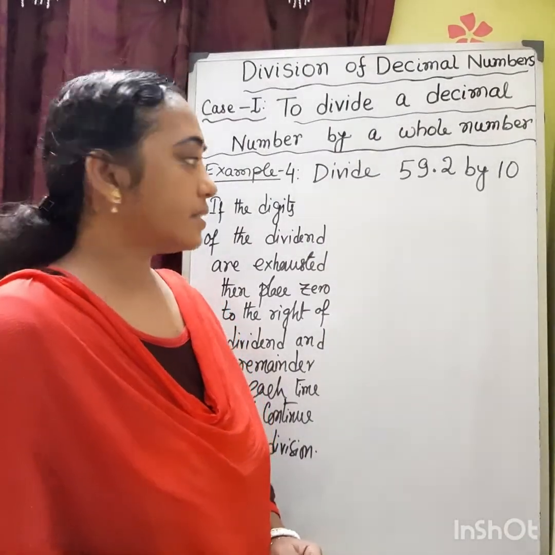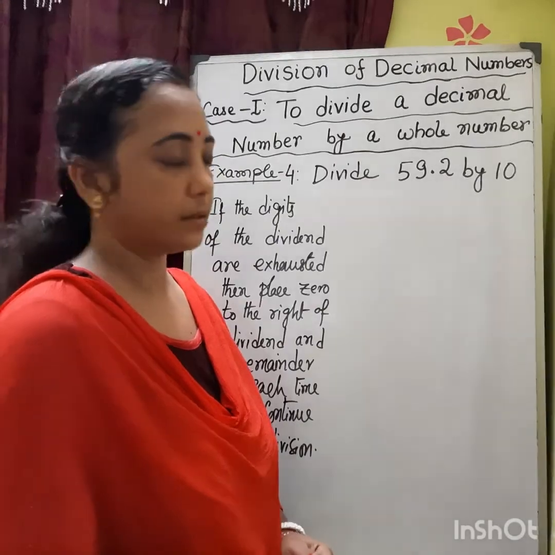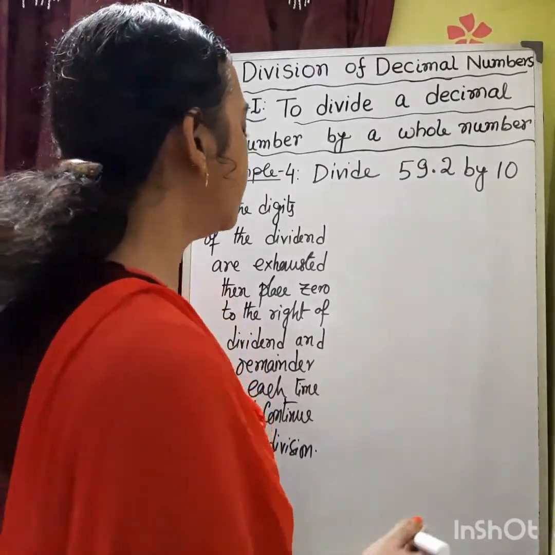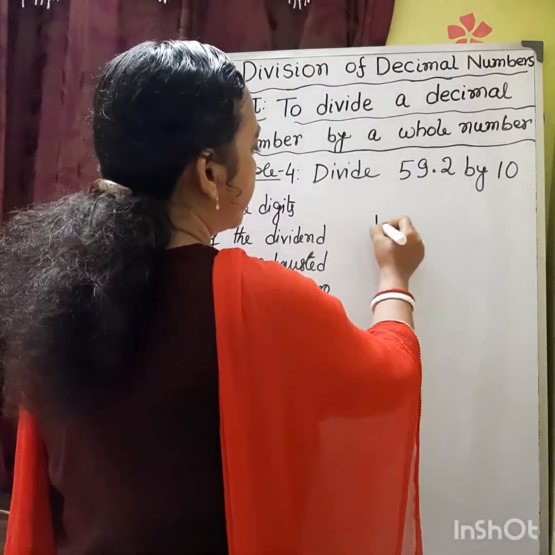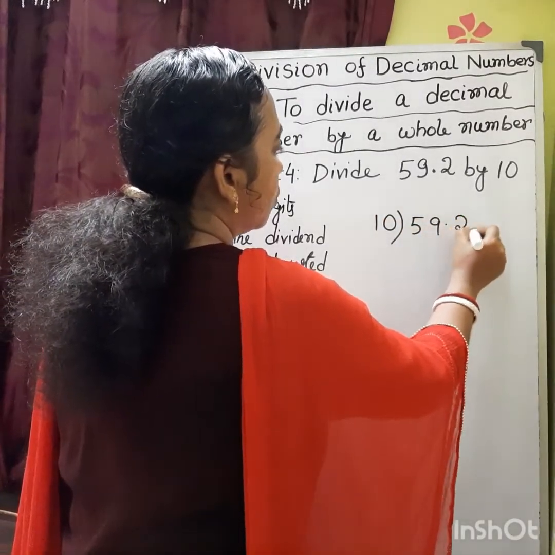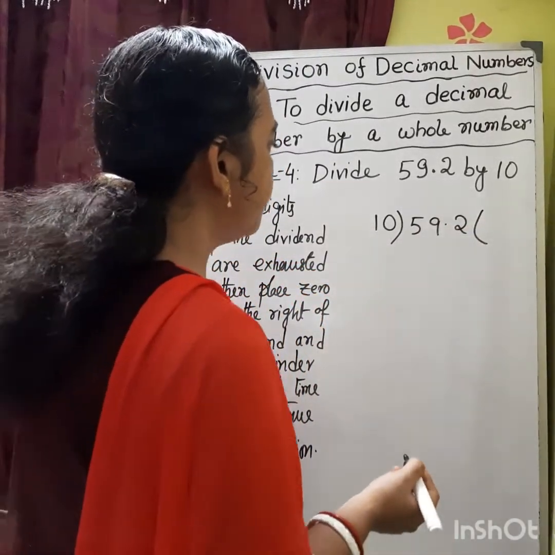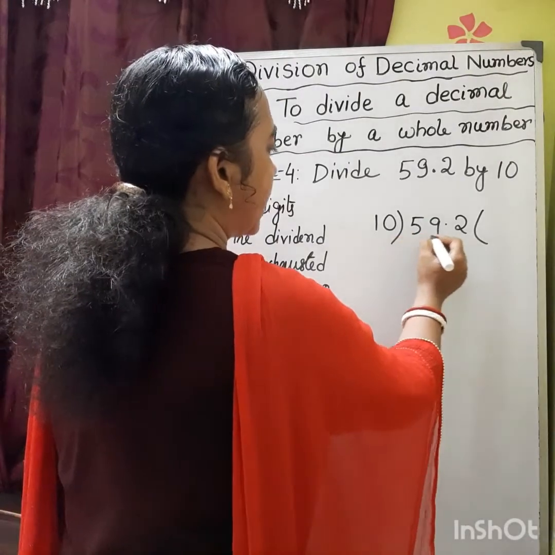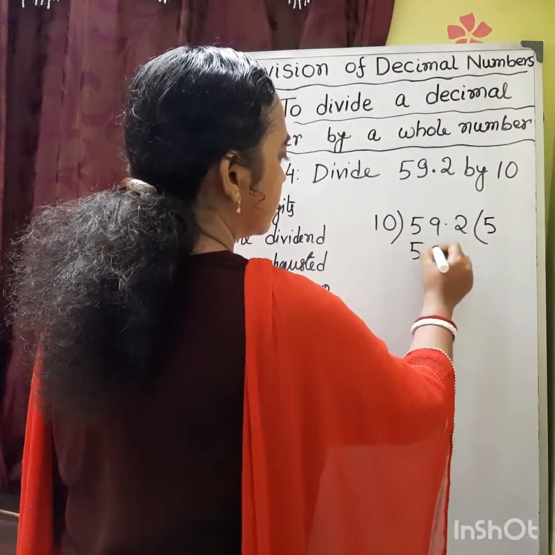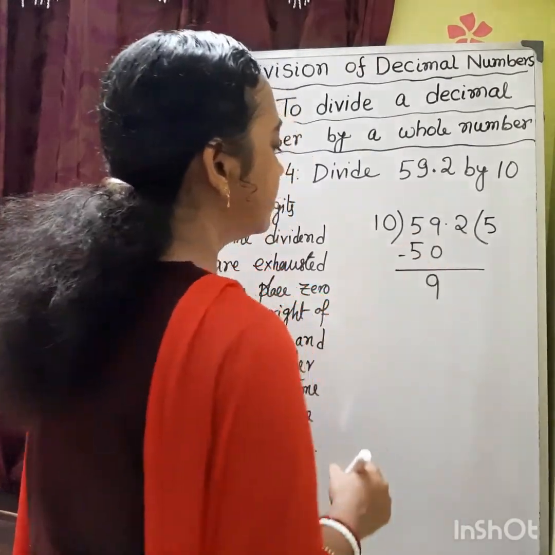Now let us consider another example, that divide 59.2 by 10. So here 59.2 is a decimal number, 10 is a whole number. So let us divide them. Here the whole number part is greater than 10, so we can easily divide them. So 59 is there, so we know 10 5s are 50. Now we subtract them, we get here the remainder as 9.